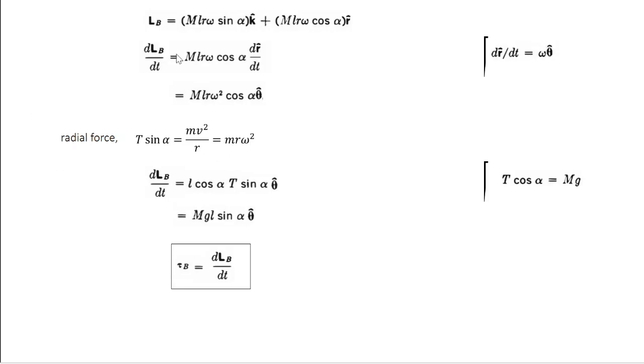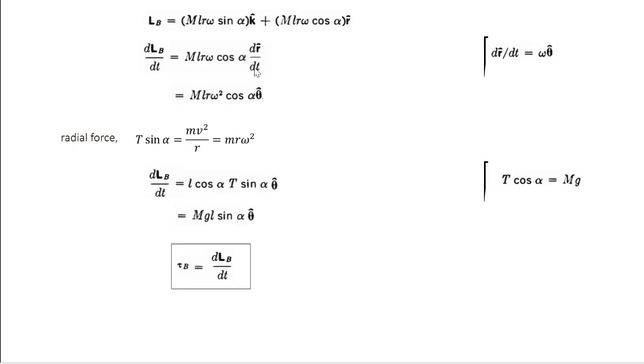Now what about dLB by dt? As I said, the vertical component is constant with respect to magnitude as well as direction. So when you take its derivative, it's going to be 0. And for the second term, all these components are constants: m, l, r, omega, cos alpha. The only thing which varies is the direction of r cap. So dLB by dt equals mLr omega cos alpha dr cap by dt.